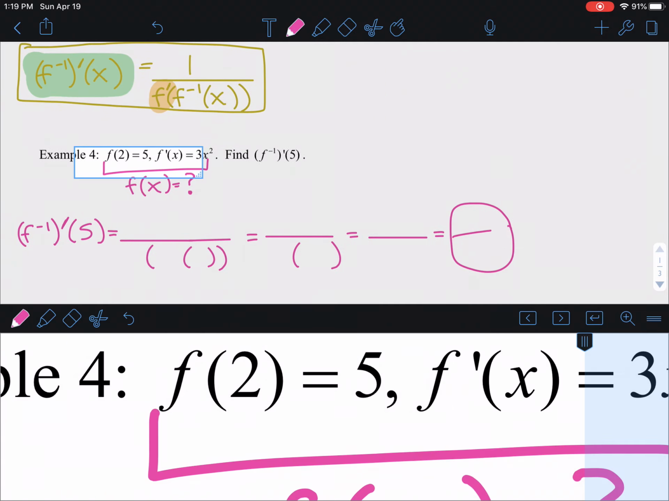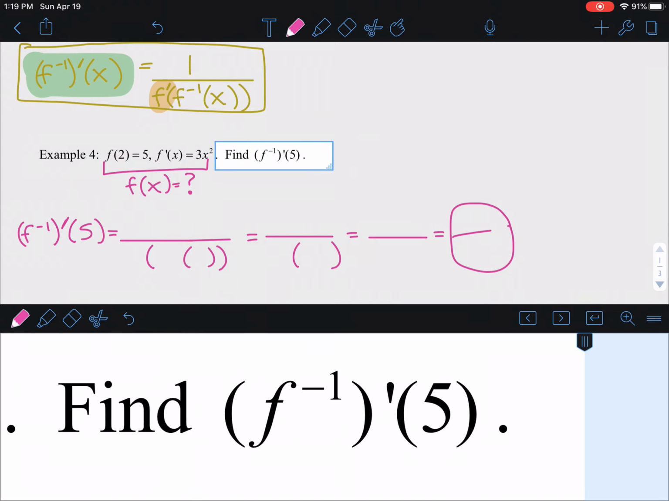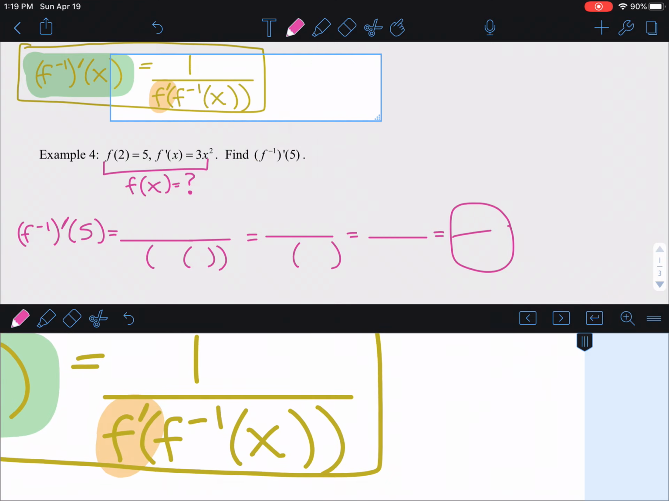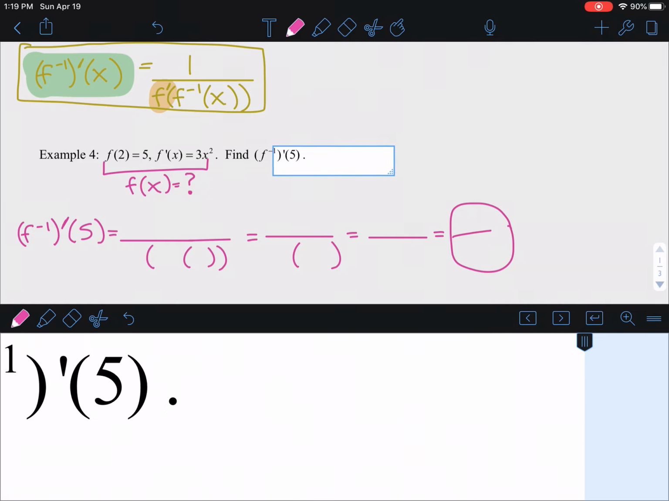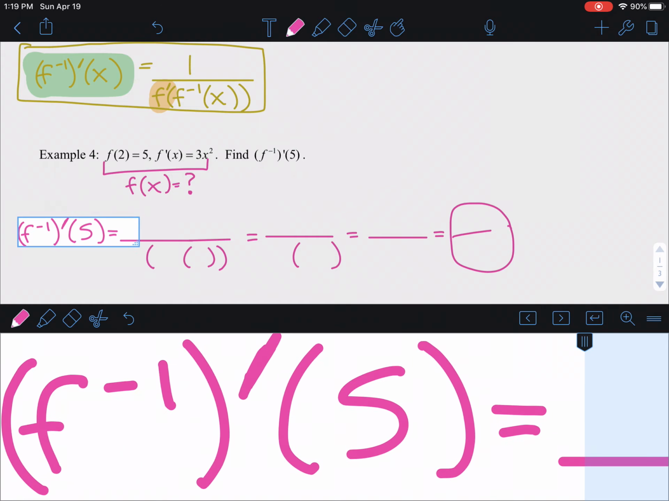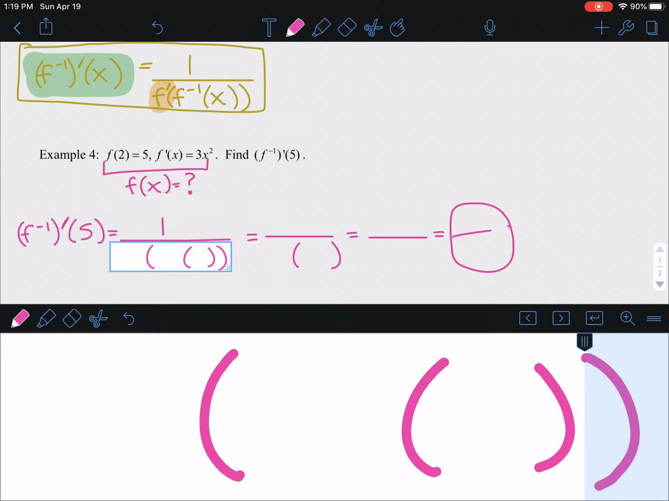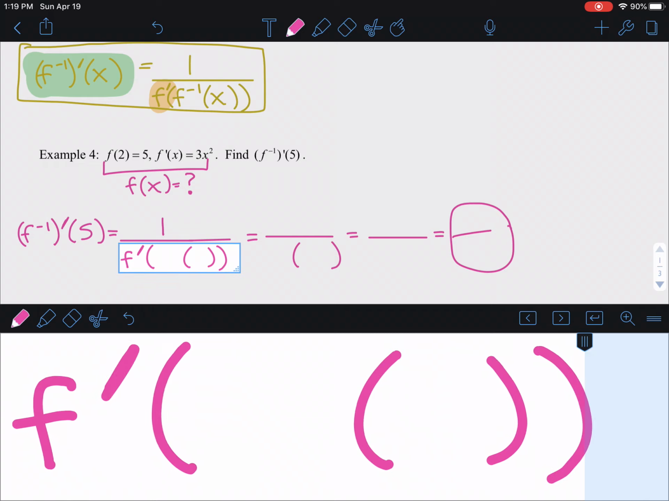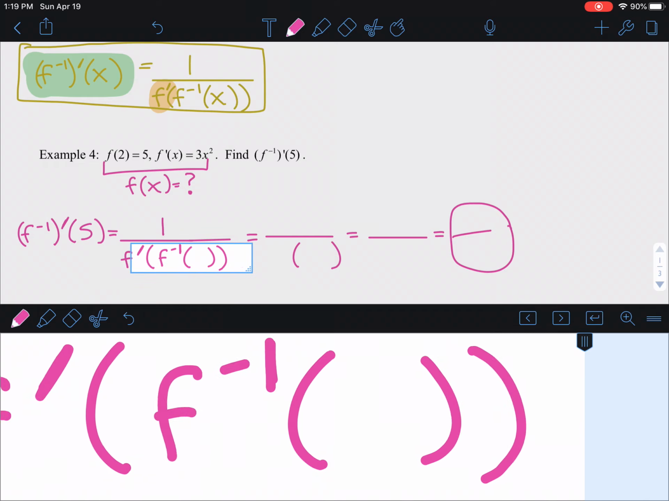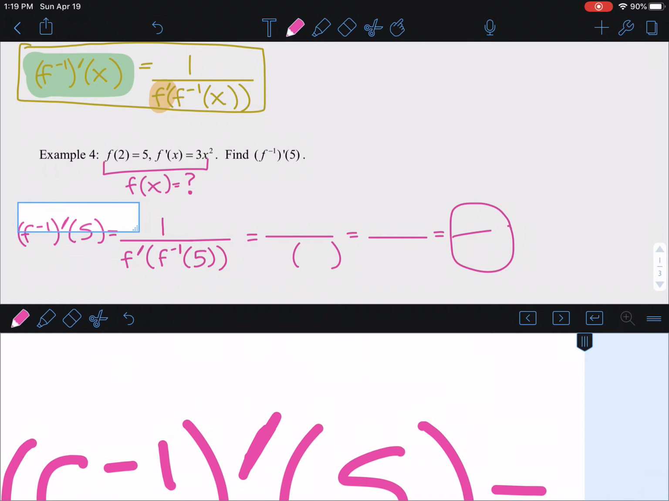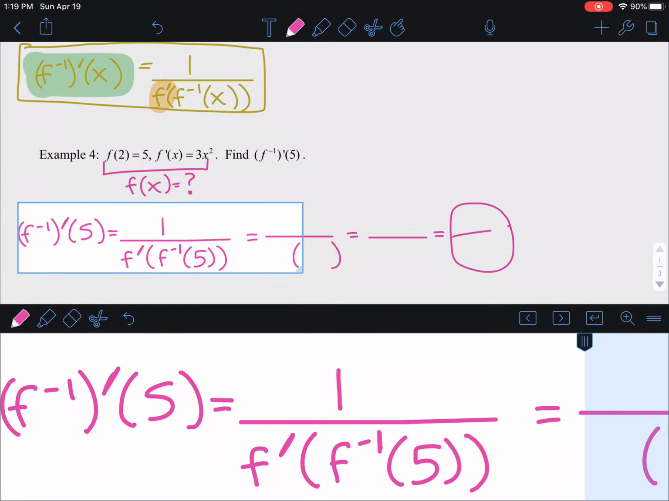The point of this question is we have enough to figure out what we are asked to find, which is the derivative of f inverse at x equals 5, okay? And so in order to do this, I'm going to follow along with my formula. So 1 over f prime of f inverse, and that x is going to be 5. So again, the derivative of f inverse at 5 is going to be 1 divided by f prime of f inverse of 5. And so here's the setup for my formula that we just proved up above.